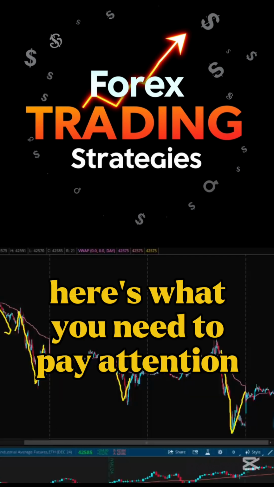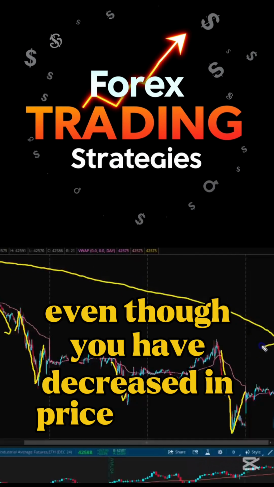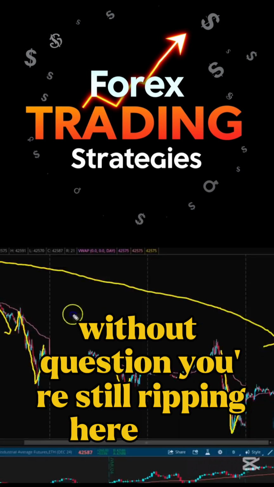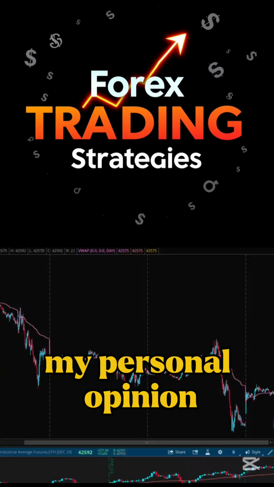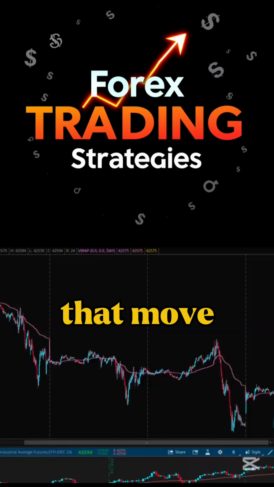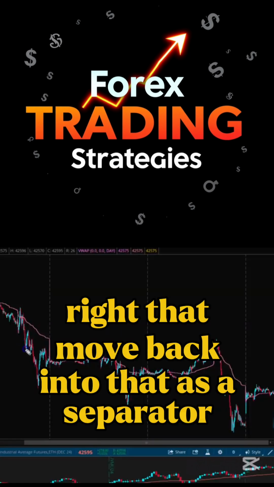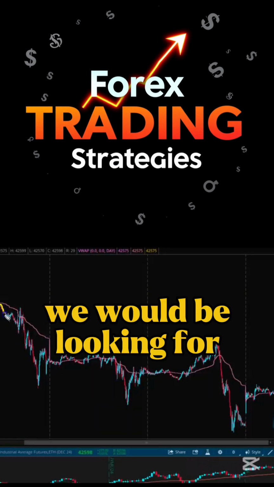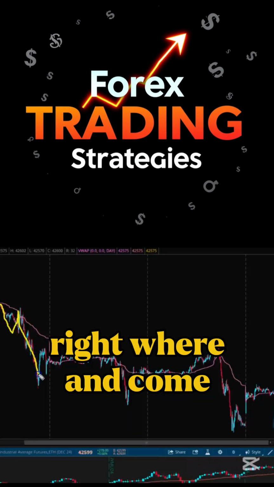Nonetheless, here's what you need to pay attention to, why it works for traders. Even though you have decreased in price over the last few days, and that's what you're seeing on the daily, without question, you're still ripping here, okay? You're still bouncing. And if you wish to short it, my personal opinion, the better shorts are going to come from the parabolics that move into it. So we're going to look for opening moves, right? That move back into that as a separator trade, right? Or if you wanted to short it, we would be looking for bounce trades like this that will push back up, the kiss, right? And come back down.